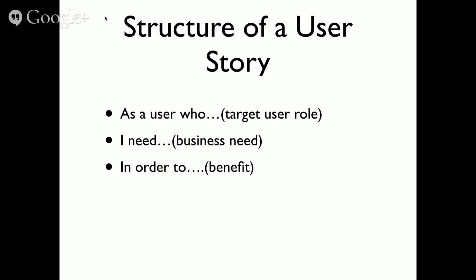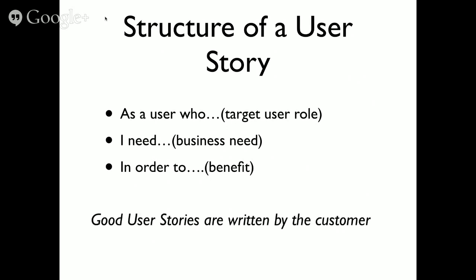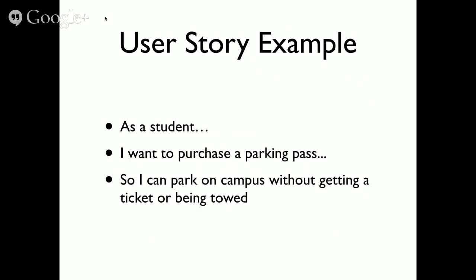The structure of a user story is typically expressed as: a user, who is a target user role, has a need. I, as a user, have a need in order to gain a benefit. That's pretty much how a user story is structured. Good user stories are almost always written by the customer. You can help them craft them, but the user stories really do need to be written by the customer if you're trying to get the customer's buy-in on your test. You don't have to do this in order to do user acceptance testing, but this is where the real benefit comes in: you get your buy-in from the customer.